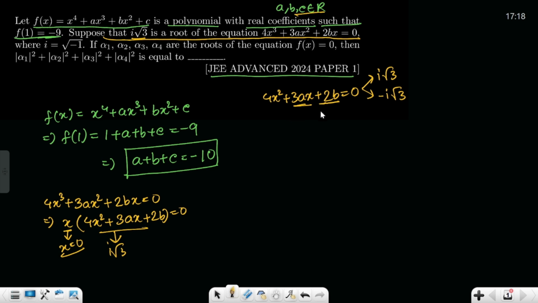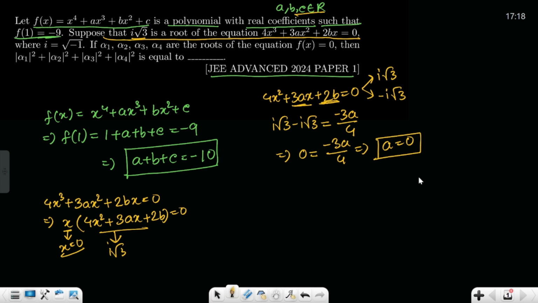Now we need to find the values of a and b. To do that, first we will use the sum of roots. Then this will be i√3 - i√3 = -b/a, and for this case it is -3a/4. So 0 = -3a/4, or we can get a = 0. Okay, so we got the value of a.